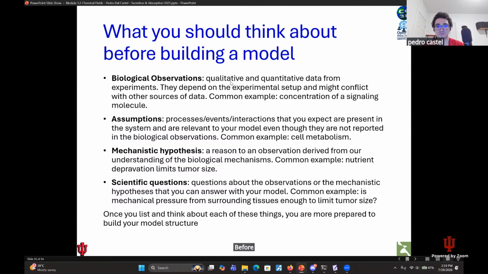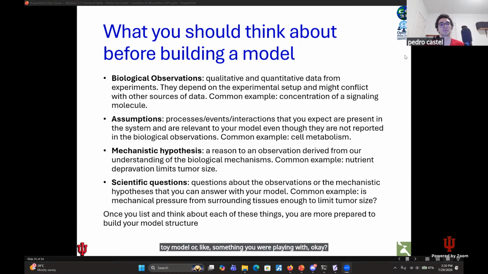Before you build a model, there are some things you should think about. And if you list them and think about them clearly, especially writing them down, it's going to be easier to build your model. It's going to be more tied to biology, more tied to the real world, and less like a toy model or something you're playing with.